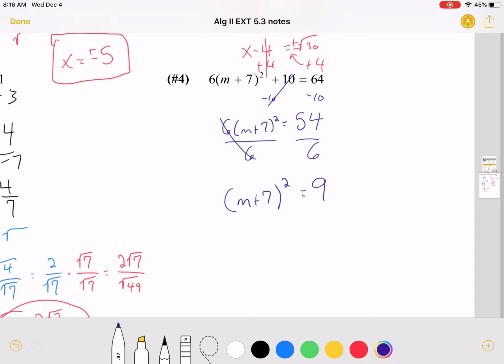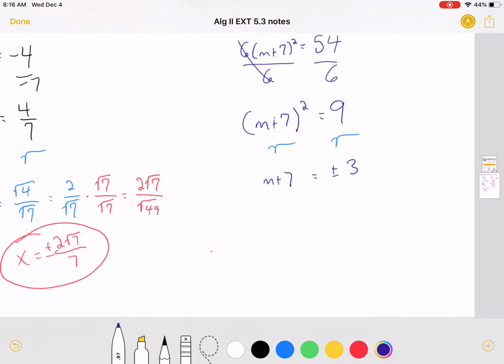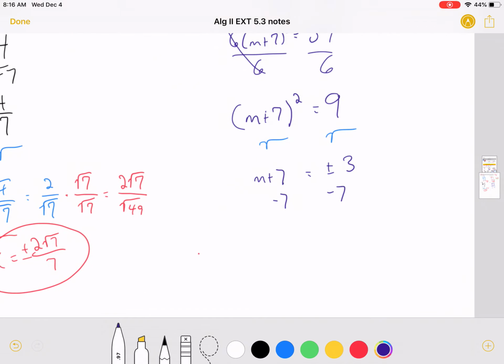Now again, since the 7 is in the parentheses with the m, we need to get rid of the square. To do that, we're going to take the square root. Should now have m plus 7 equals, the square root of 9 is plus or minus 3. Now, the last step here is to simply minus 7, cancel. Now I have m equals, and I told you before, let's put this negative 7 out front. So let's write it as negative 7 plus or minus 3.